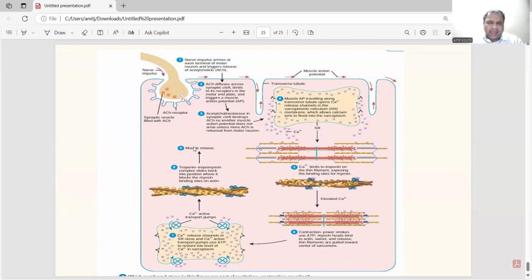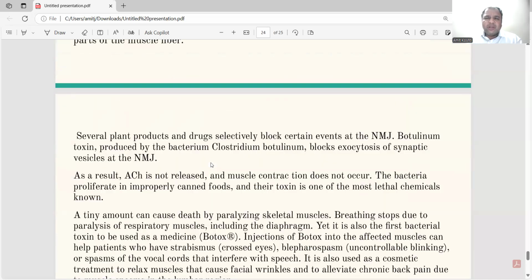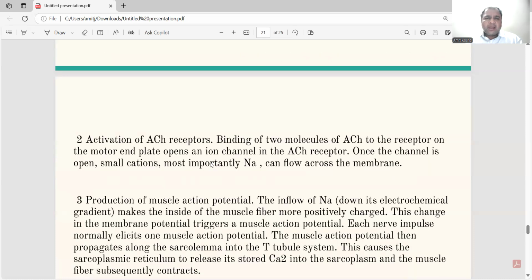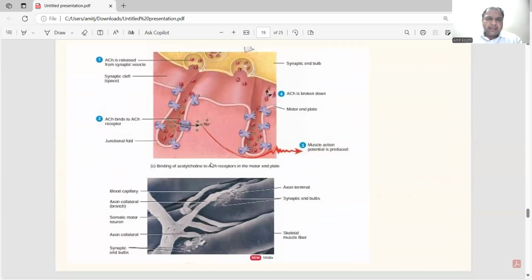Once the signal stops, there is no more calcium ion, and muscle contraction stops. Then there is relaxation of the muscle. This way, muscle contraction takes place through the NMJ. So the neuromuscular junction, NMJ, is what we talked about today in this module.